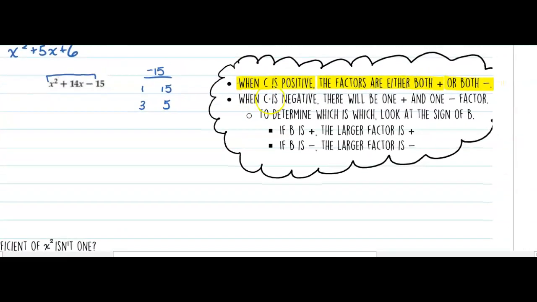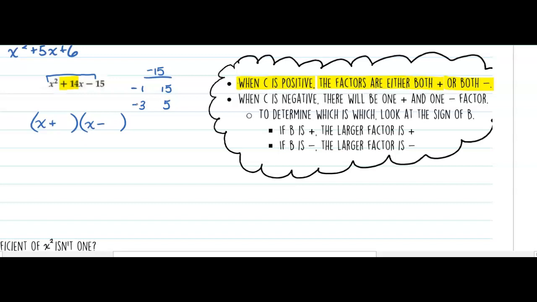So when C is negative, there will be one positive and one negative factor. X plus and X minus. Now we need to look at the sign of B to decide which number is going to be the positive one and which one's going to be the negative one. I'm trying to get a positive 14. Positive means the larger number is going to be positive. I want to keep my big numbers positive and my little numbers negative.